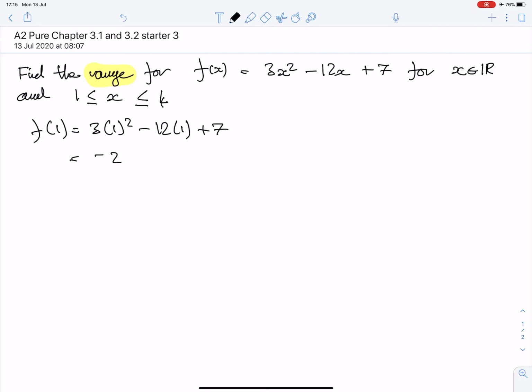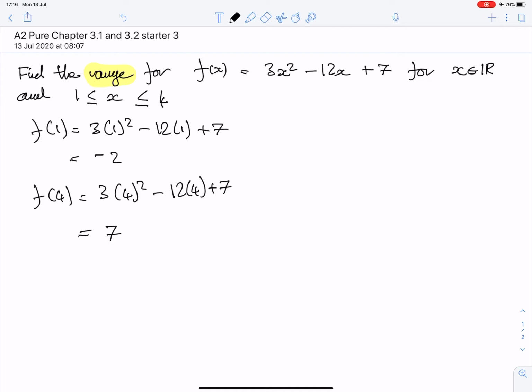If we put f of 4 in, we get 3 lots of 4 squared minus 12 lots of 4 plus 7. So that would be 16 times 3 is 48, minus 4 lots of 12, which is 48. So we get 7. Now the weak candidate would just say then that the range is between minus 2 and 7.